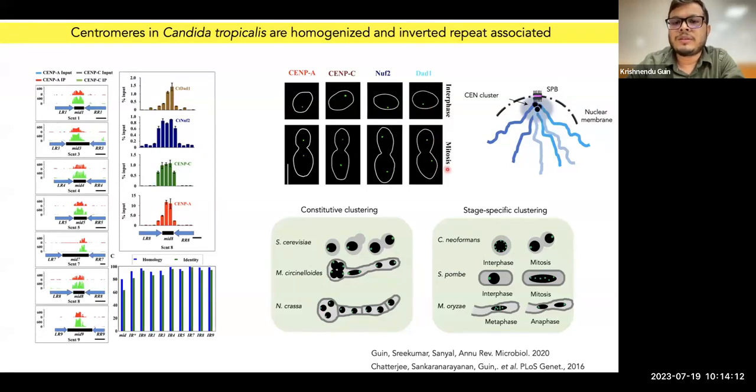So even though they have 7 centromeres, they're all clustered at one point, like I have shown here in this figure, that you can see all the centromeres are clustered. And this is also known in other fungal species that we reviewed earlier.